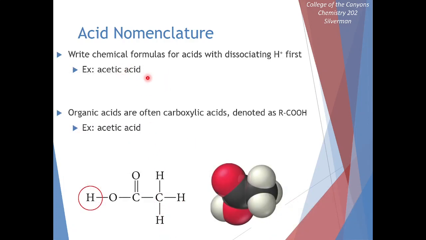We can have another example here. Here we have acetic acid. Well, our plan in general is to write the H first in our chemical formula to give some clue that it is an acid. HC2H3O2. This can be our acetic acid.